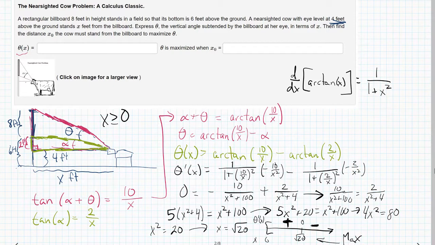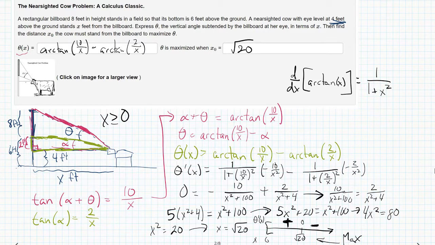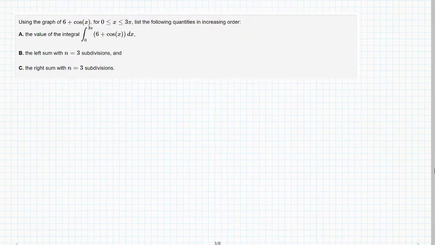And so just so you can see it, theta of x equals arctangent of 10 over x minus arctangent of 2 over x, and theta is maximized when x sub 0 equals the square root of 20. Questions on those? So those are the optimization ones, and we'll get moving forward into Riemann sums now. Those can be tricky, so I wanted to make sure that we had those down.